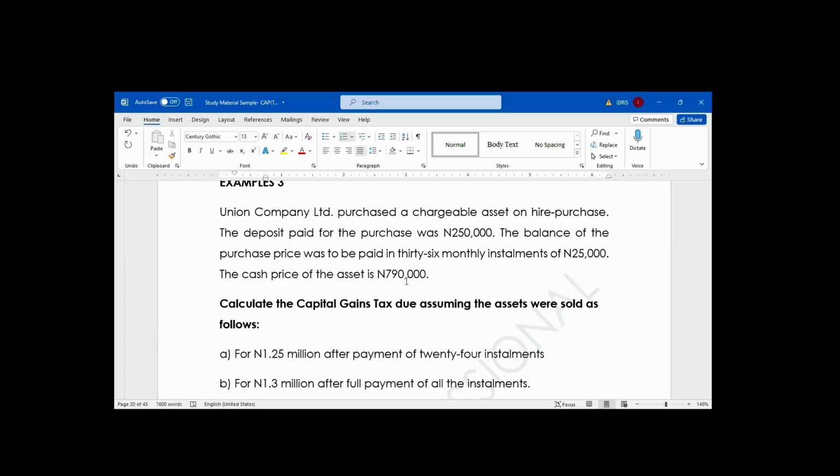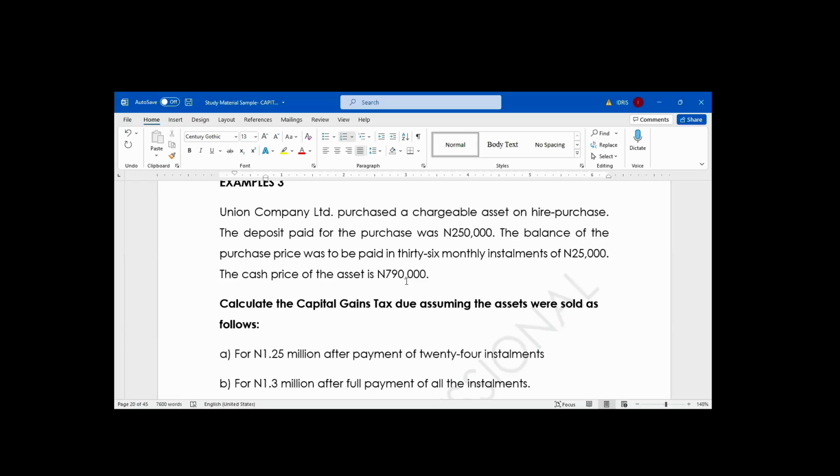In question A, after they have paid 24 installments, that means this company disposed the asset before they finished paying all the installments. Question B, after payment of full installment, that means they have paid the 36 installments. So let's start from question A.